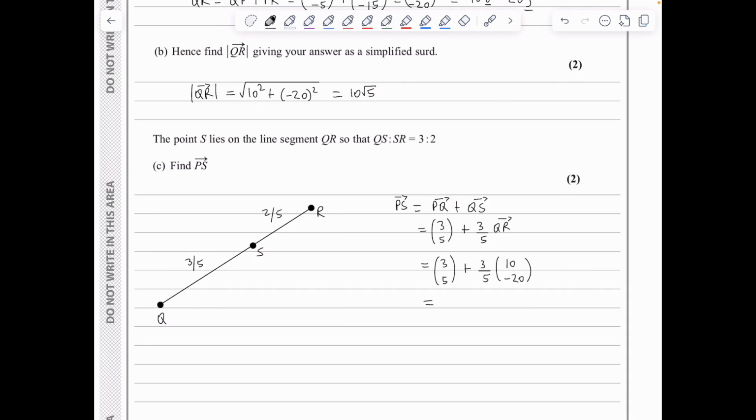So we're looking at 3, 5. Now 3/5 of 10 is 6 and 3/5 of negative 20 is negative 12. Which means that 3 plus 6 is 9 and 5 plus negative 12 is negative 7. So the vector PS is 9i minus 7j.